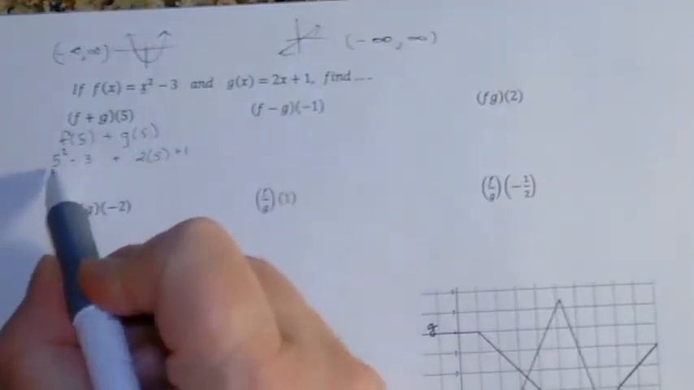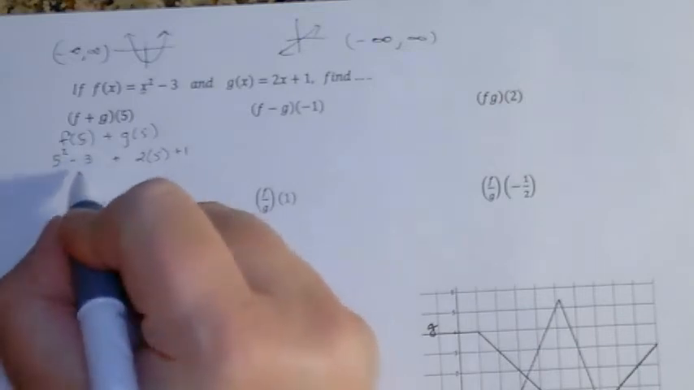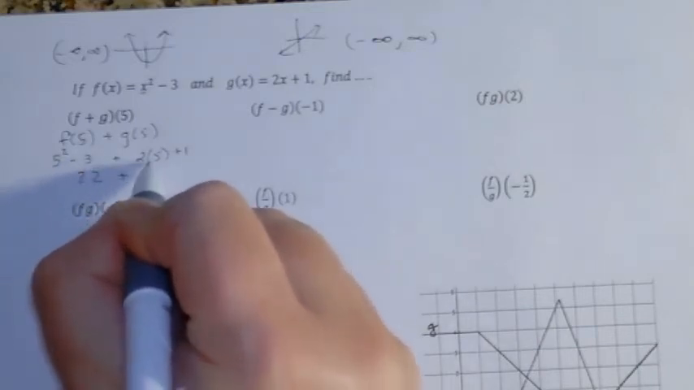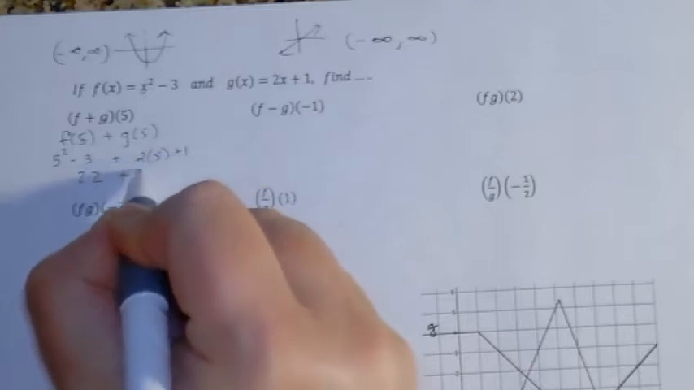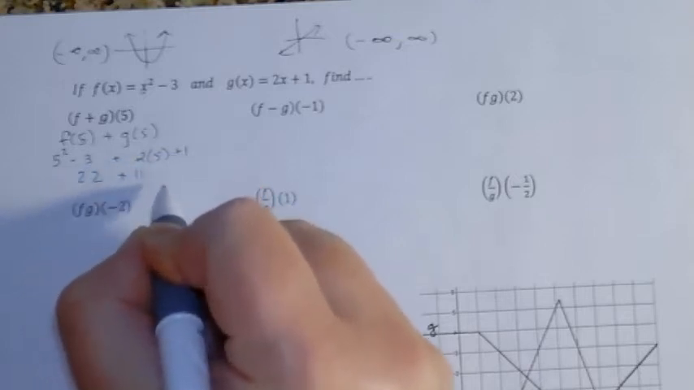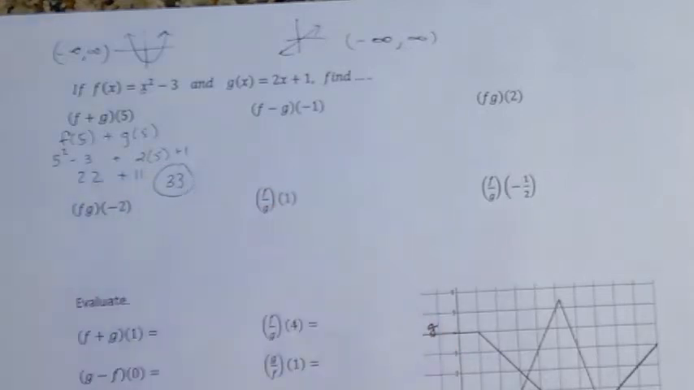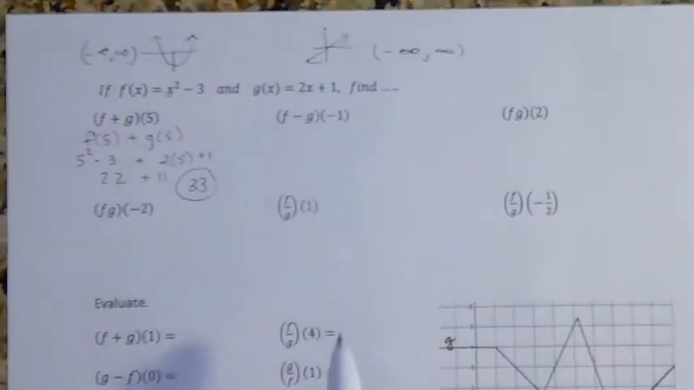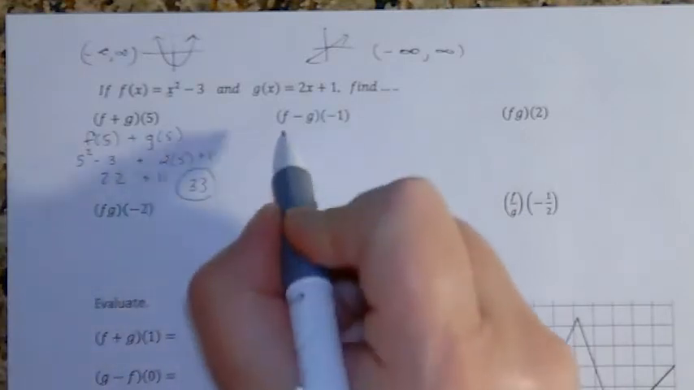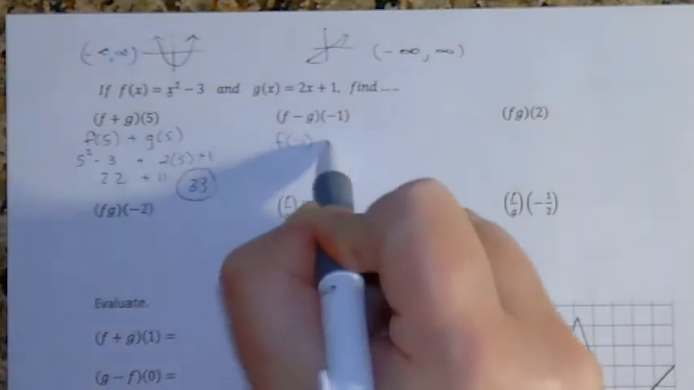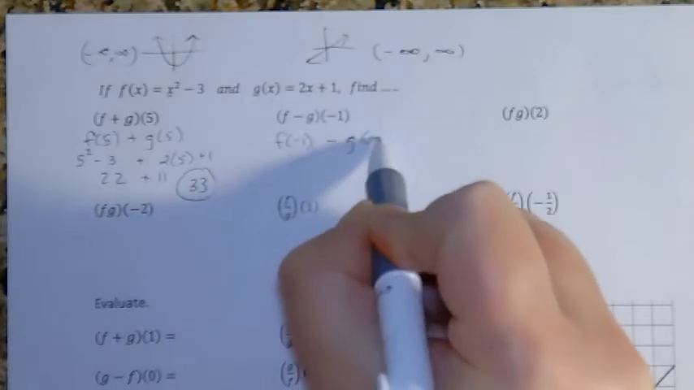So this would be 25 subtract 3, which is 22, 10 plus 1, which is 11. So f plus g of 5 is 33. Okay, this time we want to subtract the two functions. So I'm going to have f at negative 1 and subtract g at negative 1.